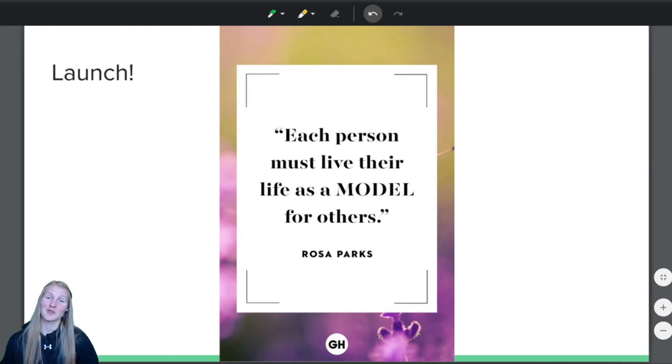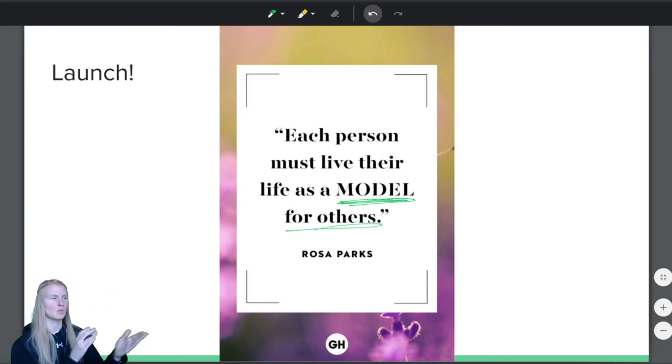Today's launch comes from Rosa Parks, and she says, each person must live their life as a model for others. Are you living your life as a model for others? What does it mean to be a model for others? Well, when you think of a role model, it's someone that you want to be like. Are you living your life in a way that other people want to live like you? If you're not, is there a reason why? And if you are, awesome.